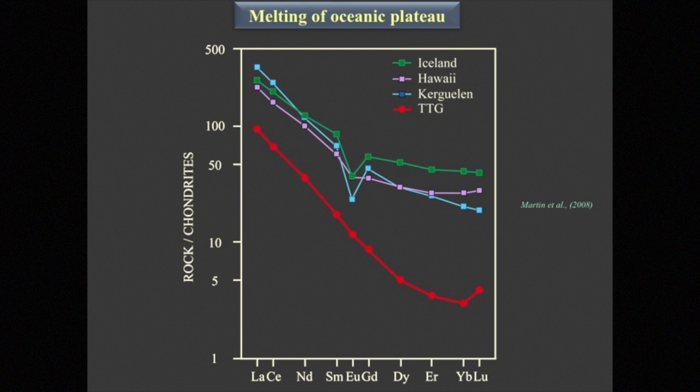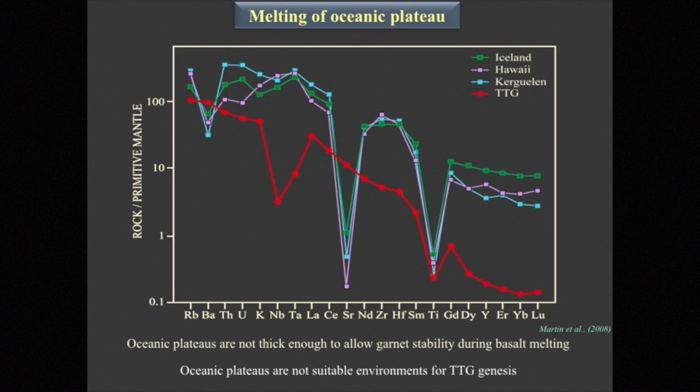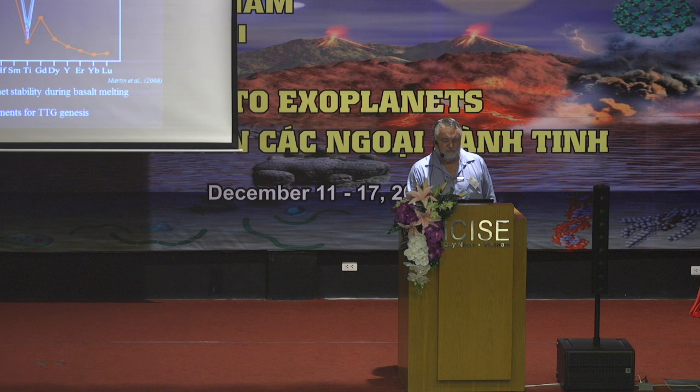So we have more elements, but the result is the same. The pattern of felsic rocks that we find in oceanic plateau is drastically different from the composition of Archaean TTG. So the conclusion is that today, in oceanic plateau, when we have felsic rocks, they are absolutely different from Archaean TTG. So what is the possible solution?